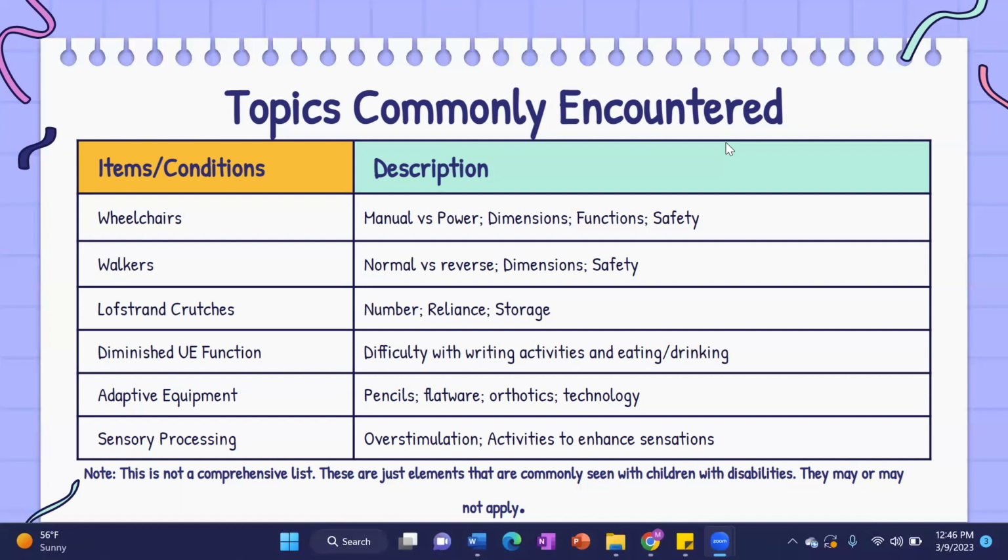Diminished upper extremity function is also something to consider. These students may have added difficulty when performing daily tasks that are required in school, such as writing and eating, and may need compensations made for that. Adaptive equipment is available and can make things like writing, eating, walking, and talking much easier for students with disabilities. Finally, there are certain diagnoses that can affect the child's sensory system that may require certain things to ensure that they do not overstimulate, or they may even need added sensation. We are going to break down each of these further in the following slides.